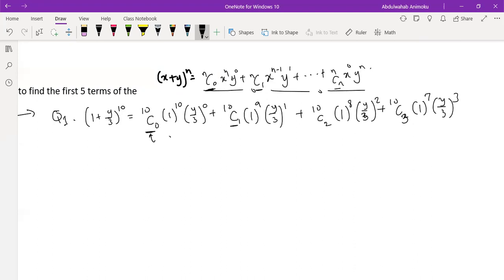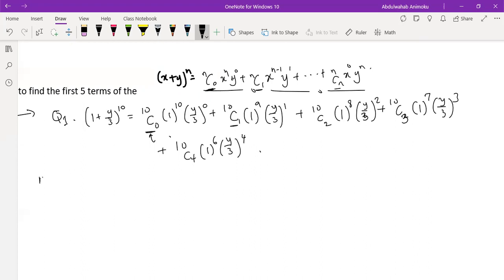So how many terms do we have? 1, 2, 3, 4. So we have one more. That is 10 combination 4, 1 raised to power 6, y over 3 raised to power 4. Okay, now that you have this expansion, what is next? It's just to simply simplify each term. So let's see.